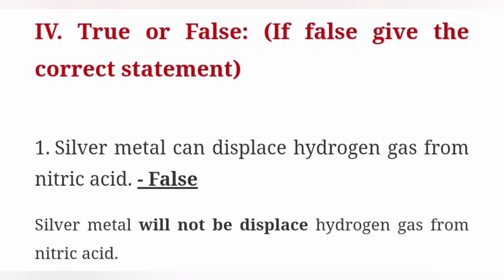Fourth Roman letter, true or false. If false, give the correct statement. First one, silver metal can displace hydrogen gas from nitric acid. The statement is false. The correct one, silver metal will not displace hydrogen gas from nitric acid.